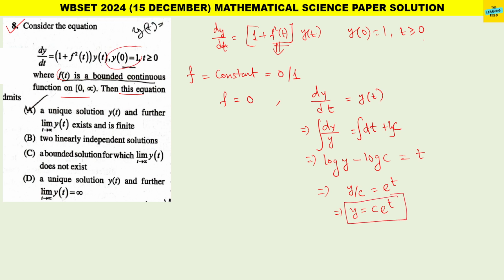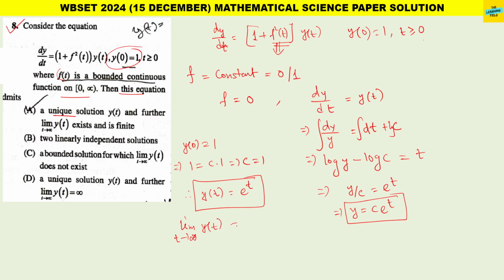Now if we apply the initial condition y(0) equals 1, this implies 1 equals c into 1, that is c equals 1. Therefore our final solution is y(t) equals e to the power t, and this is definitely a unique solution. And as t tends to infinity, y(t) equals infinity, because e to the power t goes to infinity. So a unique solution, and further the limit of y(t) tends to infinity. This is the correct option.